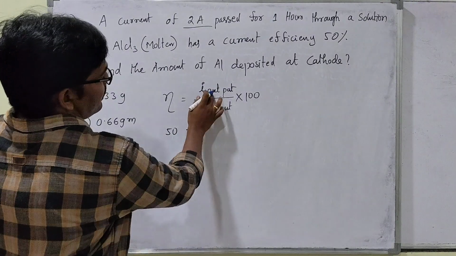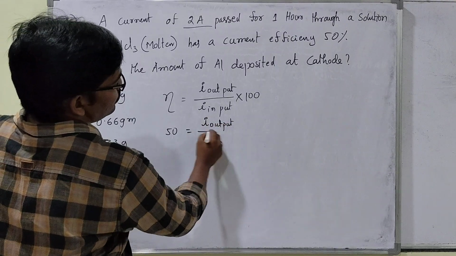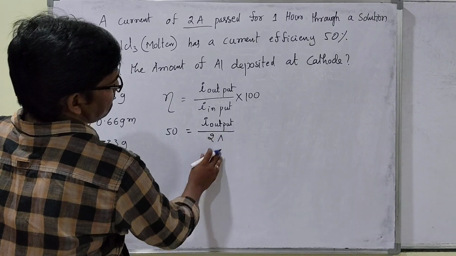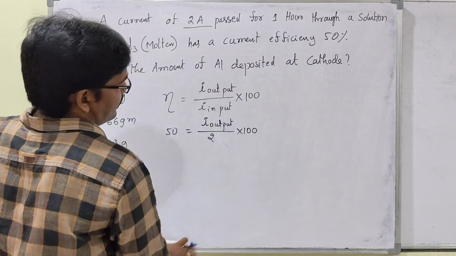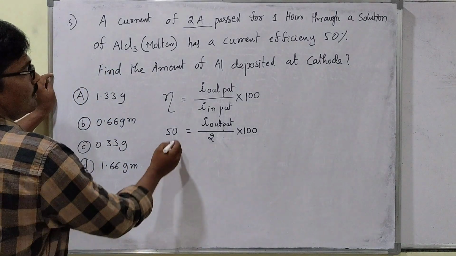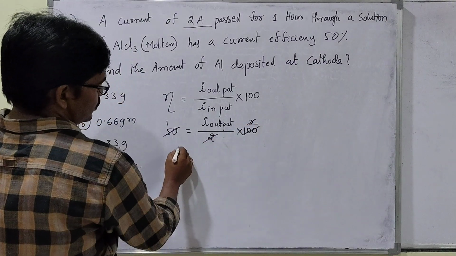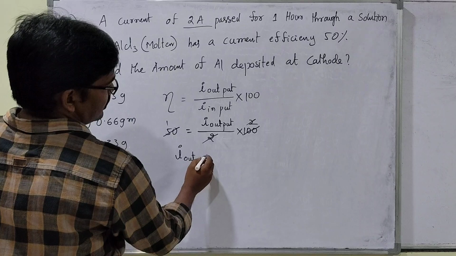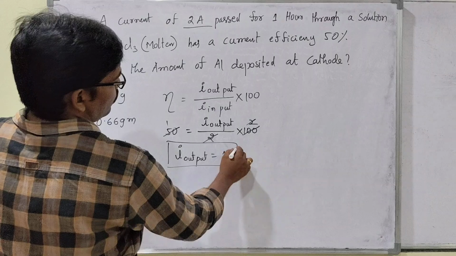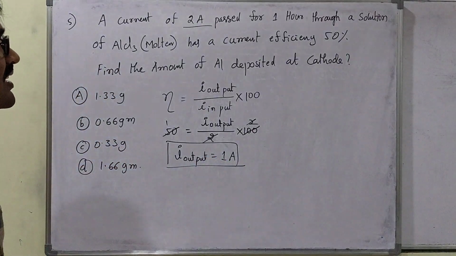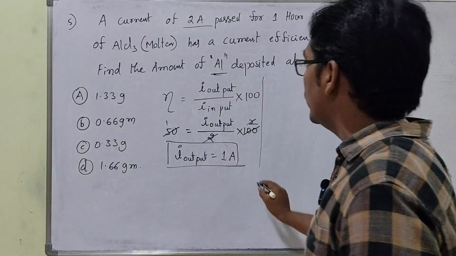Then you have to find I output. How much is I input? 2 amperes. Then it is 100. So here, 50 once, 52 times, then the 2 cancels, and I output you get is 1 ampere. That is the current. Then, what I asked is how much aluminum is deposited at the cathode.